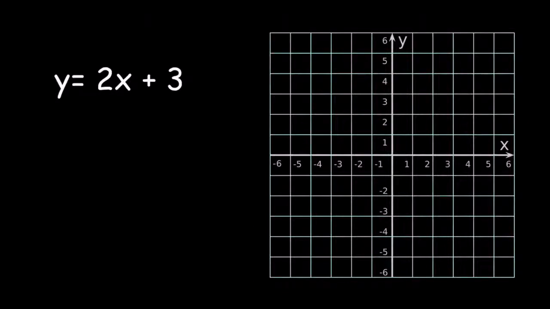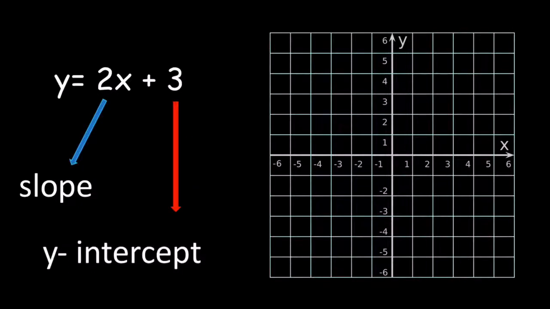So when plotting y equals 2x plus 3, we need to remember that 2x is our slope and 3 is our y-intercept. We first plot our y-intercept, that is 3, and our slope, which is the same as 2 over 1. We need to rise 2 and run 1. And that is how to plot slope-intercept form.